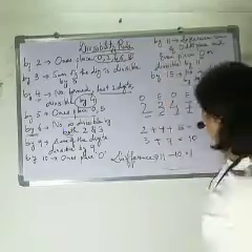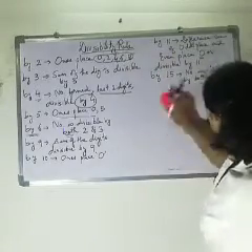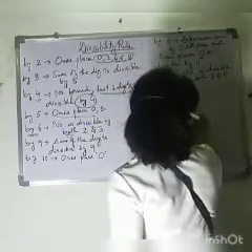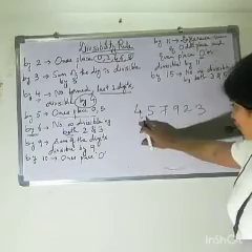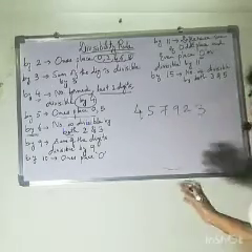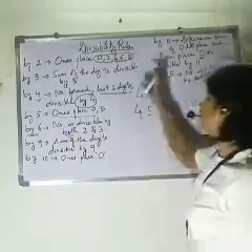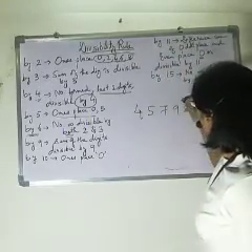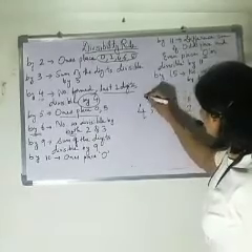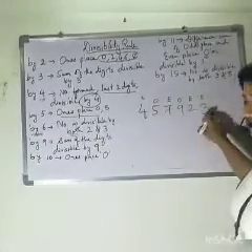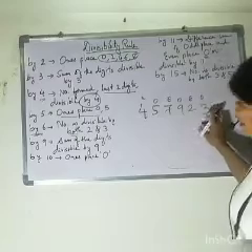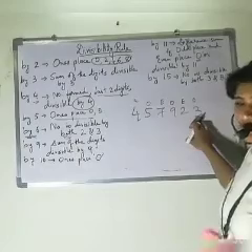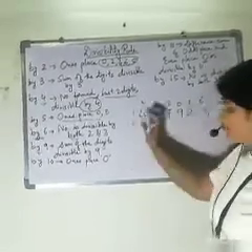Let me give another example. One number: 457923. We need to check whether this number is divisible by 11 or not. So how will we check? Odd, even, odd, even, odd, even. Why is it written odd? Because this is number 1. First, second, third, fourth, fifth, sixth. First number 1 is odd, 2 even, and so on.